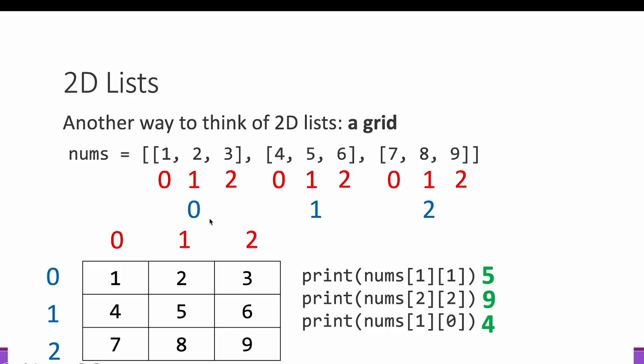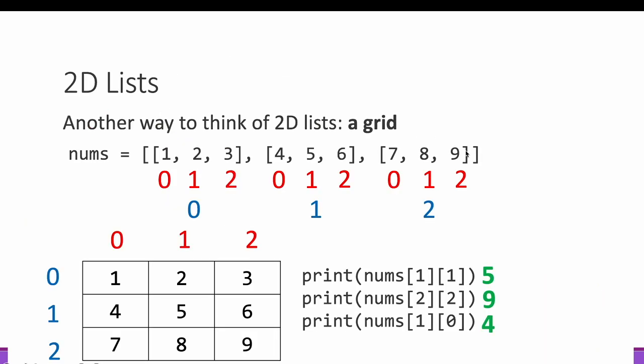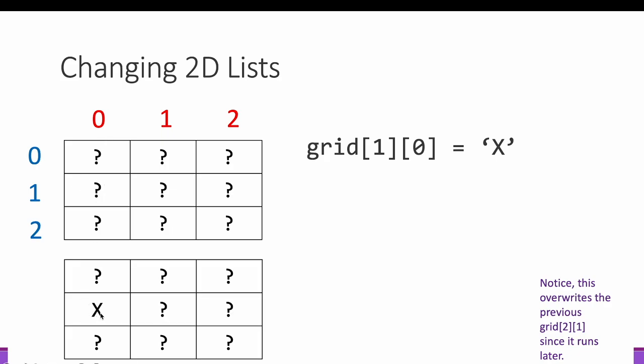So let's look at some examples. If we want to change an item in a 2D list, we can use the equal sign. So previously, we were just outputting it, but now let's actually change it. So grid 1, 0 is equal to x. So that's going to be row 1, column 0 is equal to x. Our grid becomes this. Okay, now grid 2, 1 is equal to y. So 2, 1 is row 2, column 1. This spot here becomes y.